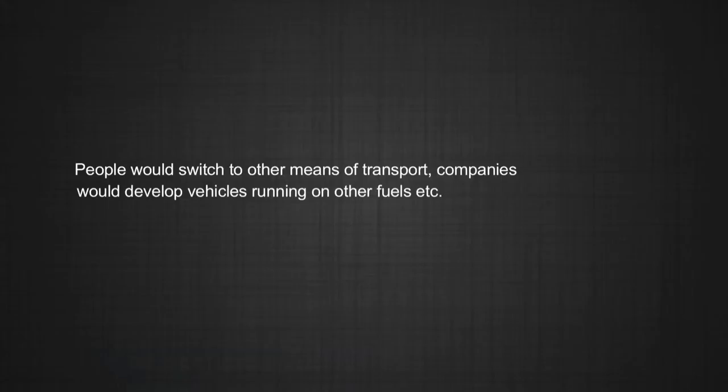Why? Over the long run, people could switch to other means of transport, and companies could develop vehicles running on other fuels.